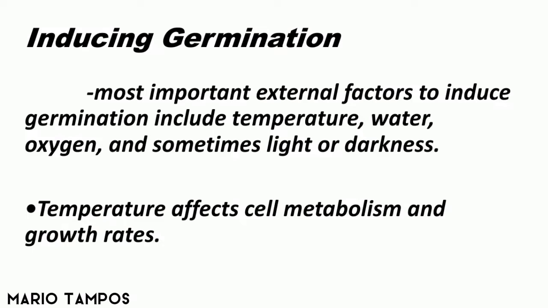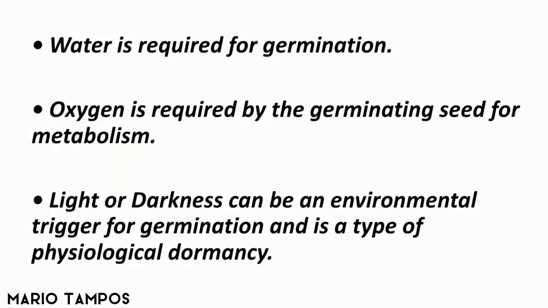Temperature affects cell metabolism and growth rates. Water is required for germination. Oxygen is required by the germinating seed for metabolism. Light or darkness can be an environmental trigger for germination and is a type of physiological dormancy.